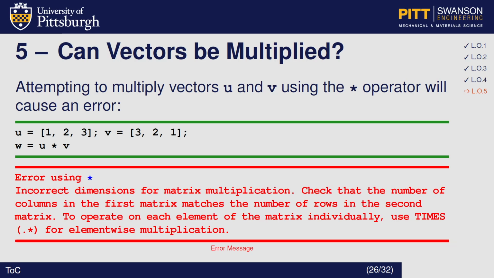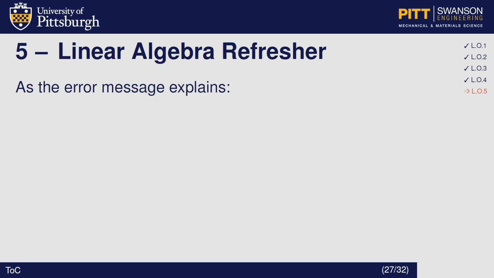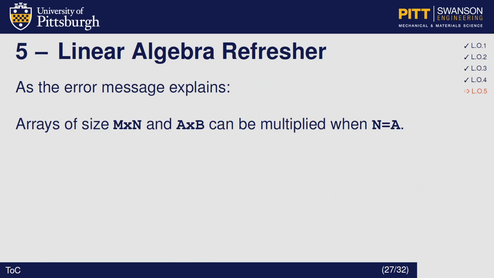Ignore this last sentence for now. We will come back to what that is referring to in a future lecture. Now, as the error message explains, two arrays can only be multiplied when the number of columns in the first array is equal to the number of rows in the second array.